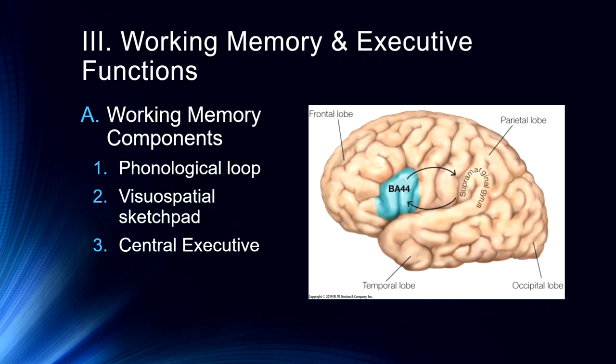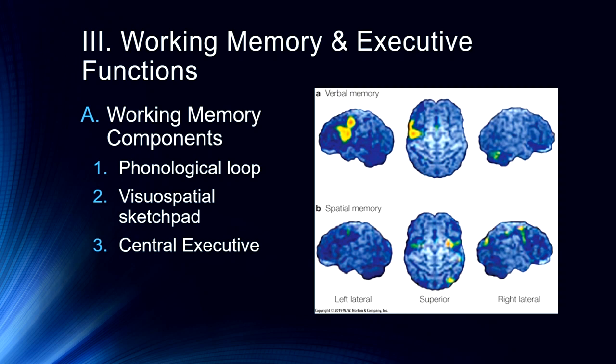The visual spatial sketchpad is where we work with visual and spatial information. One of the tasks we use a lot is mental rotation, where you mentally rotate an object to a different view. Sometimes we do visual spatial working memory tasks, such as a spatial span task. The Corsi block tapping task is a classic example of that. And what we see is this tends to be more right hemisphere. So we get lateralization of the phonological loop and the visual spatial sketchpad.